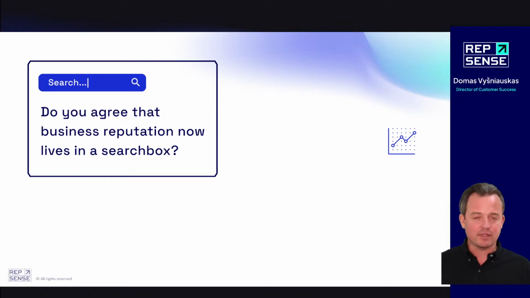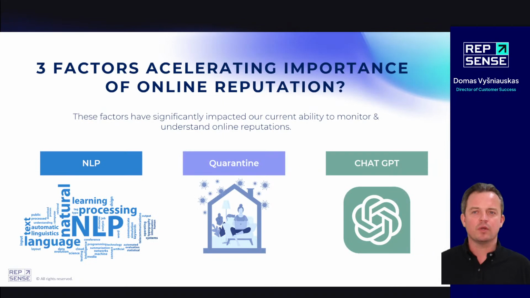In some cases, companies may succeed in mitigating negative publicity by taking swift and decisive action, while in many other cases, the damage may be too severe to repair. So I want to analyze those, but before we go there, I want to start with something that made online reputation tracking possible. These are the three factors or live events that made us able to analyze online reputations.